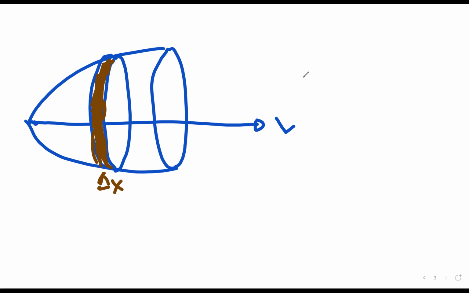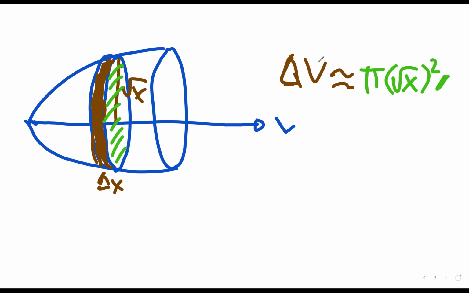So the approximate volume of the thin piece here is the thickness delta x multiplied by the area of the base, and the area of the base will be pi times the radius square root of x, squared. So in this case, you will have pi x delta x.